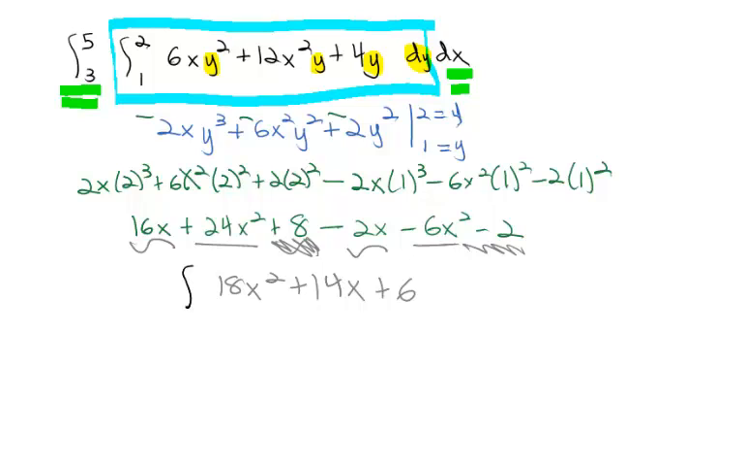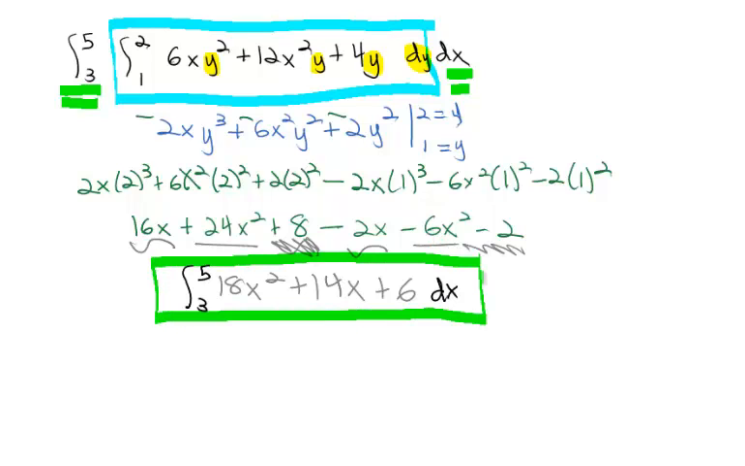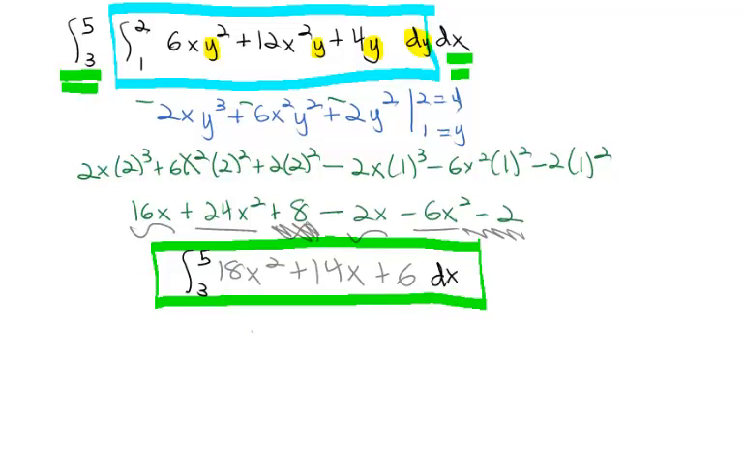We still have to do the second integral from 3 to 5, this time dx. This is now the outside integral. So we do it again. X squared becomes x cubed. 18 divided by 3 is 6. Plus x becomes x squared. 14 divided by 2 is 7. Plus 6x. And we're going to integrate this from 3 to 5.